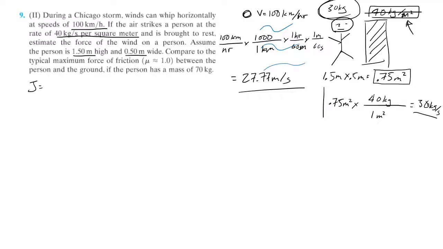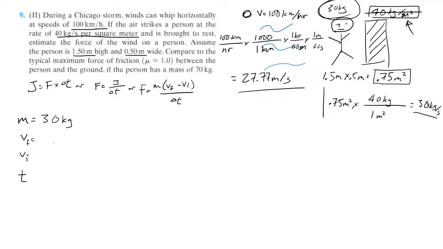impulse is equal to force times the change in time, or if you want to change it around, force is equal to impulse divided by time, or force is equal to mass times the change in velocity, meaning velocity final minus velocity initial over the change in time. All right, so let's figure out our variables. We got our mass, we need our velocities, and we need our time, m, delta v, and t. Our m is going to be 30 kilograms of wind.